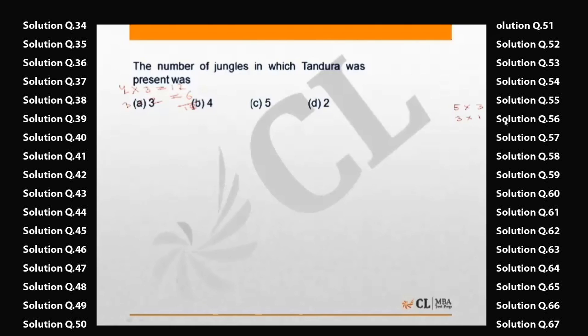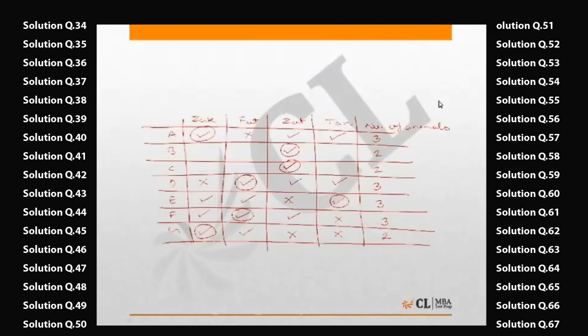The next possibility is all the 3 are present in 4 jungles. This will give a case of 4 into 3, 12 animals, and 6 into 1, 6 animals. It is not possible as Tandura is not present in F and G. So if we go further this way, we will see that the other cases are not possible. The only possibility is Jakura, Fatura and Jathura should be present in 5 jungles and Tandura should be present in 3 jungles. From the table we have already identified the 3 jungles in which Tandura is present. So we can say that in B and C Tandura is not present. So we can say that Tandura was present in 3 jungles.